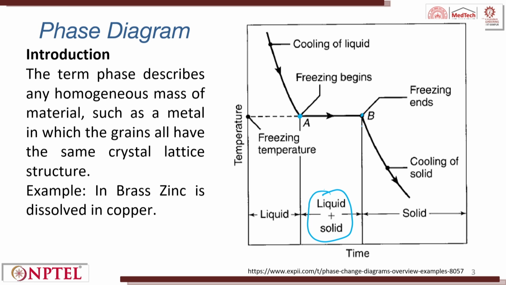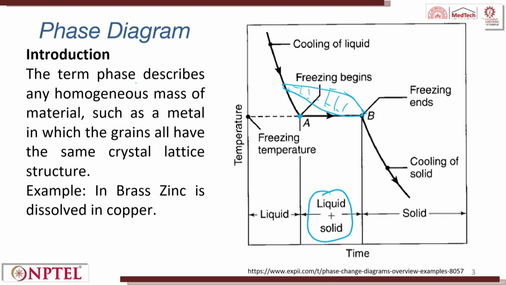So, this graph is for a pure metal. When you have an alloy, you will not have a sharp response, but you will have a response something like this. Right, for the melting point, you will have a zone, not a discrete point.